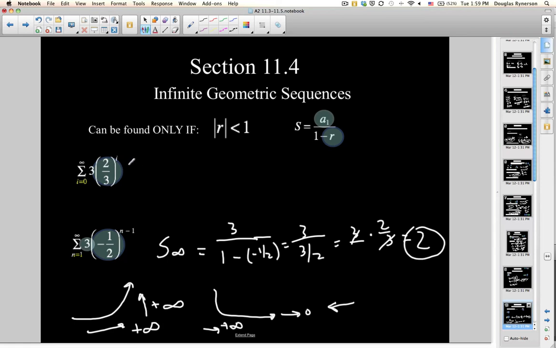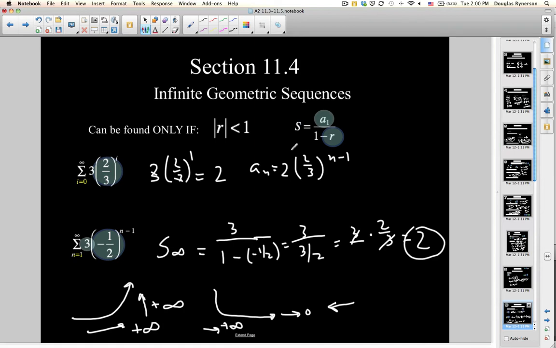So the first thing I want to do is find out what a sub 1 is. 3 times 2/3 to the first power is actually 2. So 2 is actually my first term. If I wrote this correctly, it would actually be a sub n is equal to 2 times 2/3 to the n minus 1 power. So that's a difference, and I need to be aware that sometimes the book will be a little tricky with what it shows me.